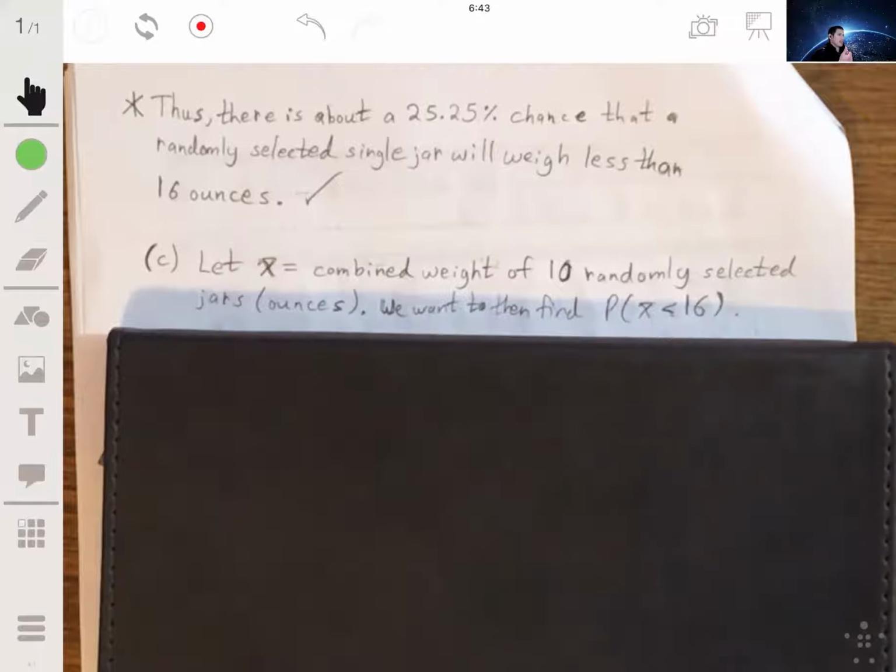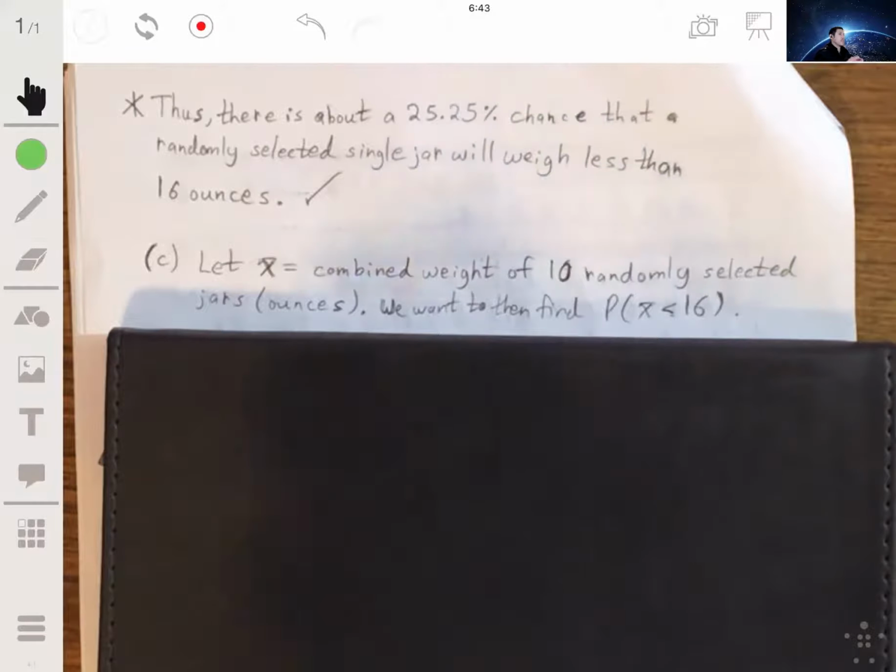Now we're going to have to address the distribution. So we have to address what the shape would be, center, and spread or standard deviation. So since the population distribution was told to be approximately normal, we could say that the sampling distribution could be approximately normal.